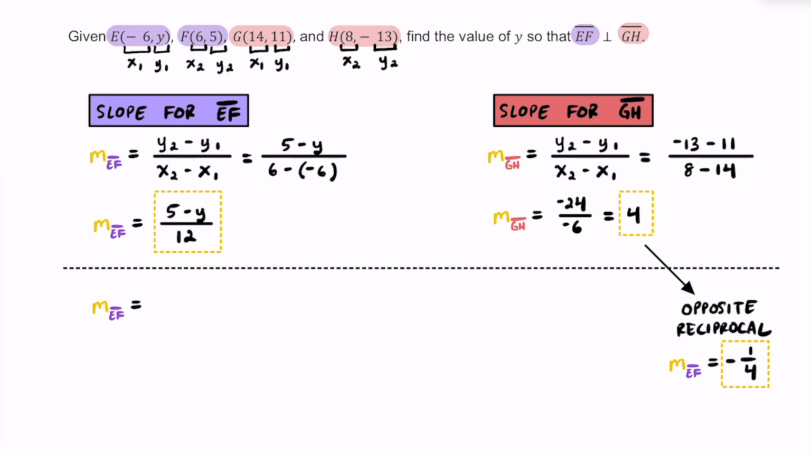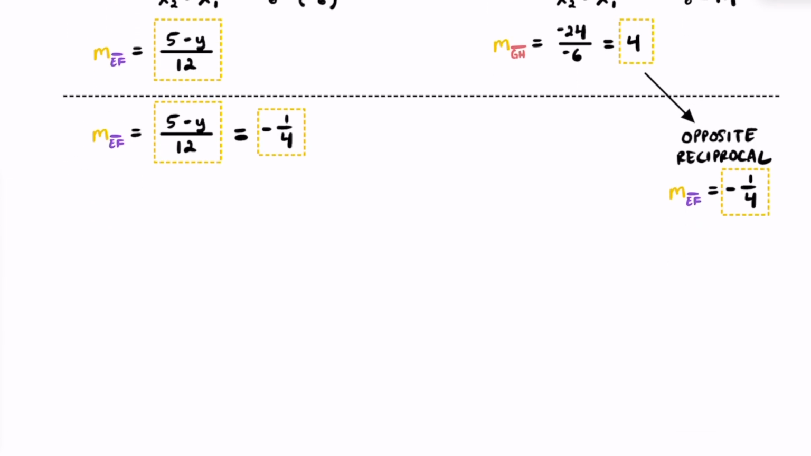Now we found earlier that the slope of line EF is equal to this expression of (5 minus y) over 12, but we also just found out that it has to be equal to this -1/4. Alright, now if these two are supposed to be equal to each other, then what can we write? Well, we can set these two expressions equal to each other, and we can see that we have a proportion. Now, up to you where you want to put this negative. I'm just going to put it in the numerator, but that's just where I prefer to put it. Just make sure you put it on top or bottom.